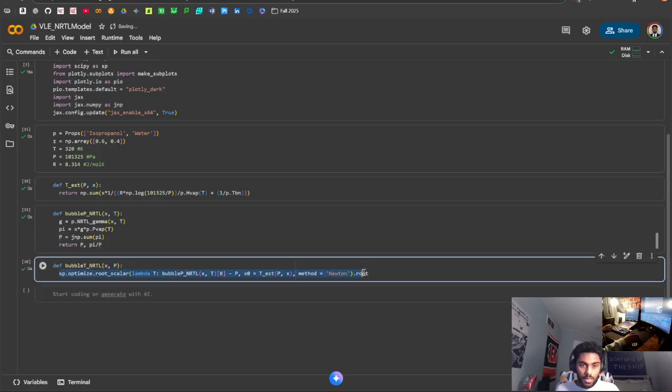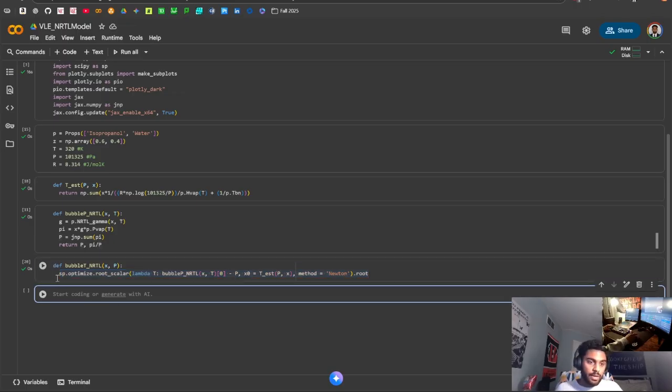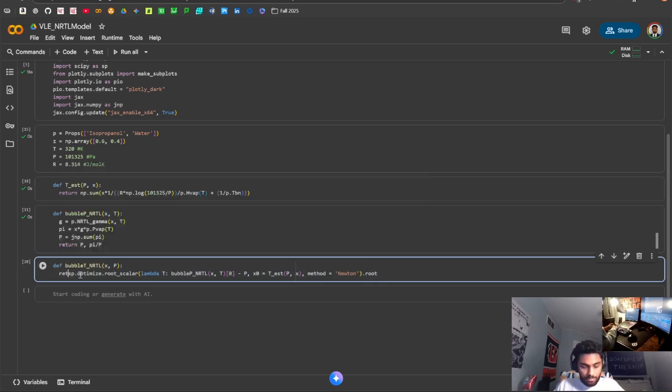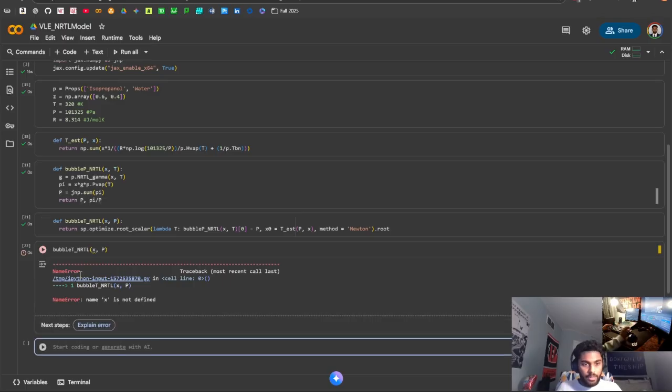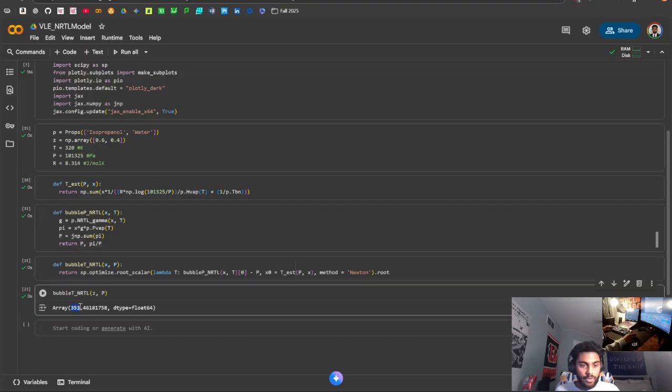So let's just take a look at this right now. Let's just return that. And so we'll go bubble T NRTL, and we're going to give it inputs of Z and P. There we go. We get 353.46, and this is essentially saying that this is the temperature of our mixture that gives us our bubble pressure. In short, this is our bubble temperature.